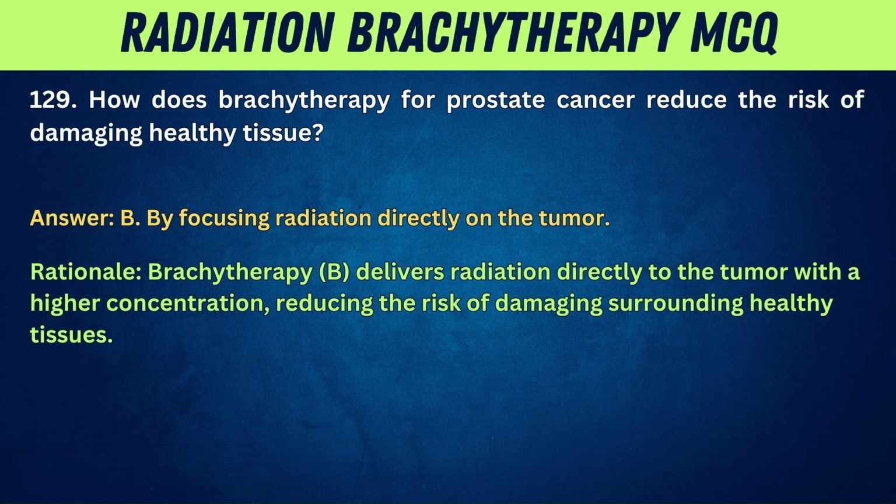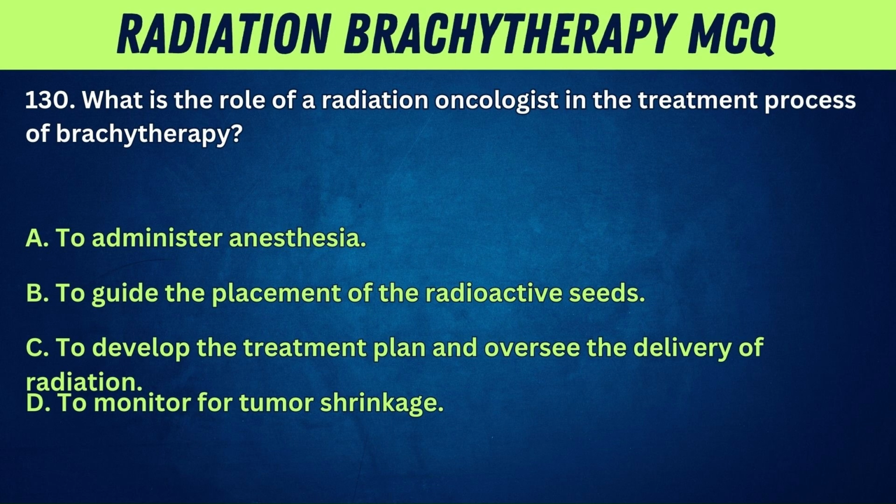Rationale: brachytherapy, B, delivers radiation directly to the tumor with a higher concentration, reducing the risk of damaging surrounding healthy tissues. 130. What is the role of a radiation oncologist in the treatment process of brachytherapy? A, to administer anesthesia. B, to guide the placement of the radioactive seeds.